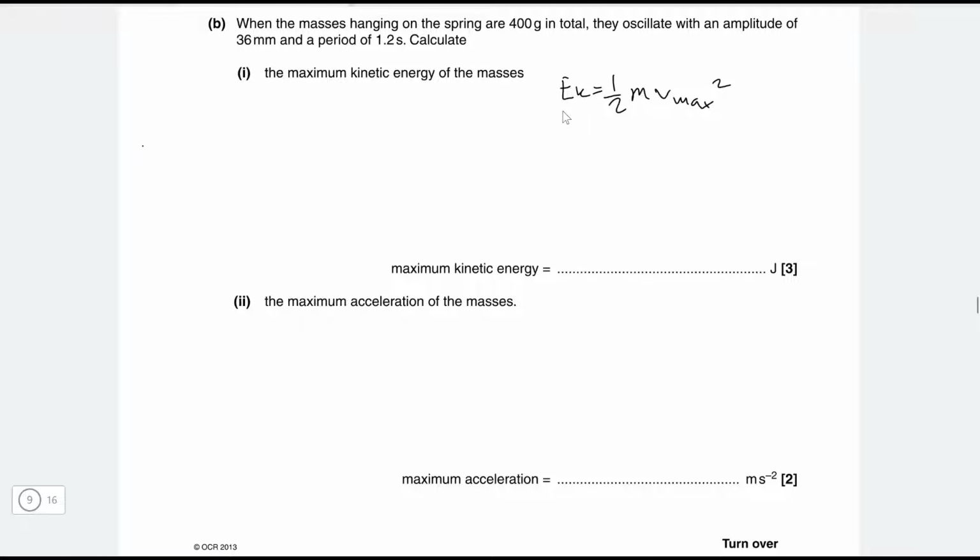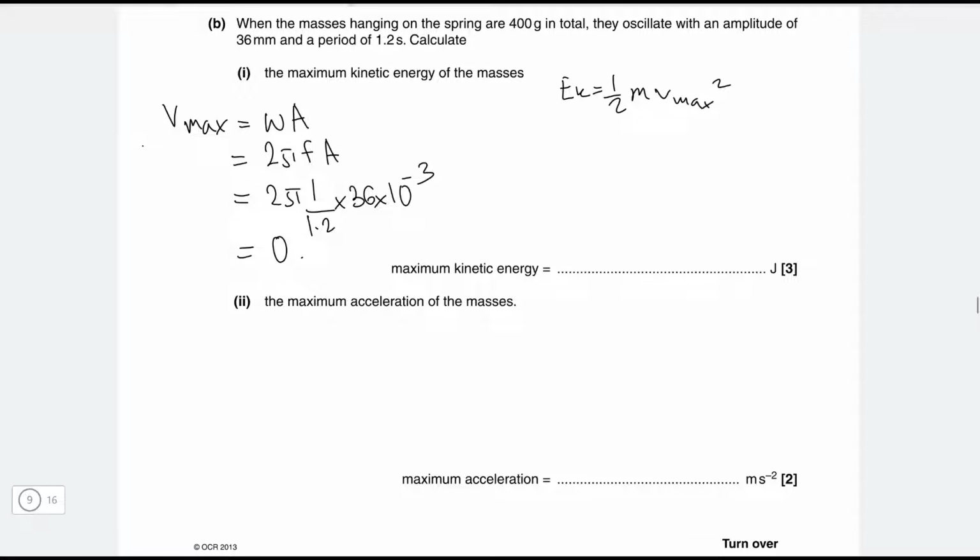Now, what is the maximum speed? Remember, the max speed is found by omega times the amplitude, so it's going to be 2 pi f times the amplitude, which will be 2 pi times 1 over the time period, which is 1.2, multiplied by the amplitude, which is 36 times 10 to the power of minus 3. And if we put that into a calculator, we're going to get about 0.188 meters per second.